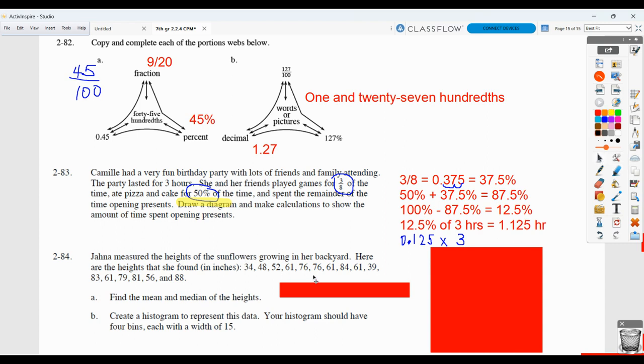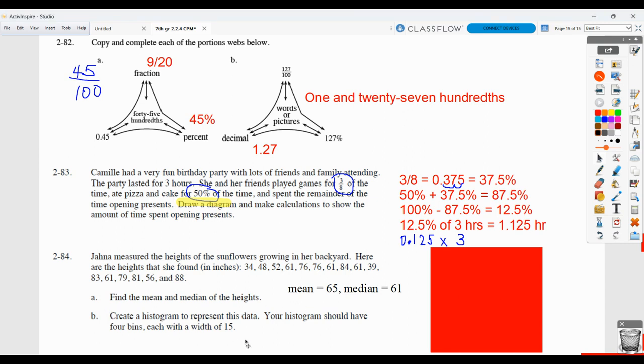Here, Jana measured the heights of the sunflowers, and these are what she found. So they want you to find the mean and median. Again, for work, I want to see that you added them all together and divided by how many numbers are in the list to get the mean. And I want to see that they're in order for you to show me how you got the median. Then you need to make a histogram with this.